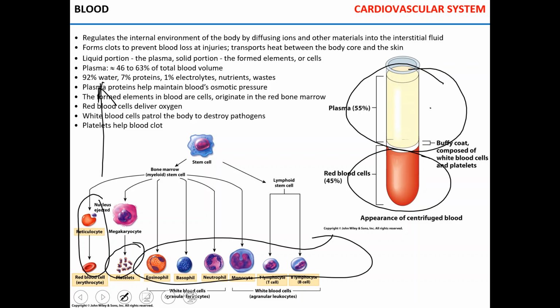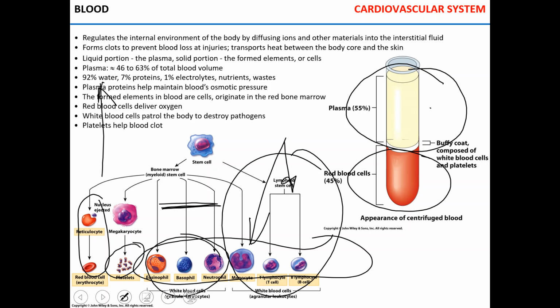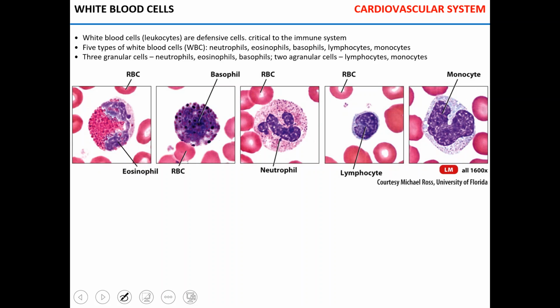So there are 5 types of white blood cells that you need to know. 3 types belong to the group called granulocytes. It's eosinophil, basophil, and neutrophil cells. And monocytes and lymphocytes are agranulocytes. So you have granulocytes here, agranulocytes here, and each type is divided further. So let's talk about white blood cells a little bit more.